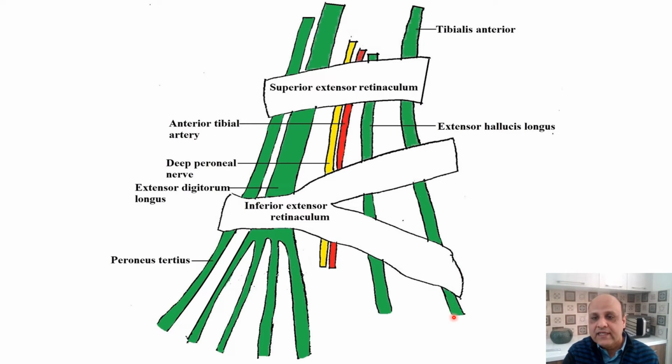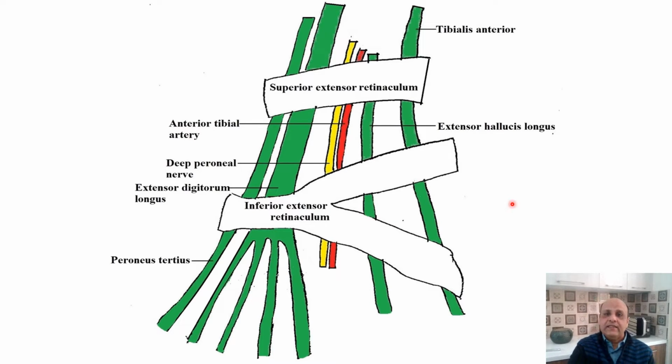T stands for tibialis anterior. The anterior compartment is also called the extensor compartment because it has extensor tendons, extensor hallucis longus and extensor digitorum longus. So T stands for tibialis anterior, H stands for hallucis, extensor hallucis longus. A stands for the artery of the anterior compartment, that is the anterior tibial artery. N stands for the nerve of the anterior compartment, which is the deep peroneal nerve. Then D stands for digitorum, extensor digitorum longus tendon, and then T stands for tertius, peroneus tertius. So these are the structures passing deep to the extensor retinacula from medial to lateral side.